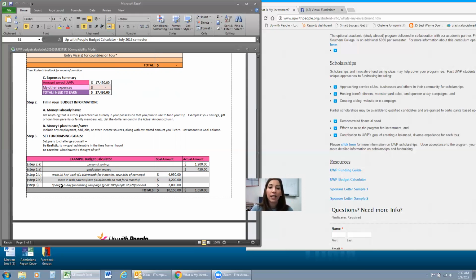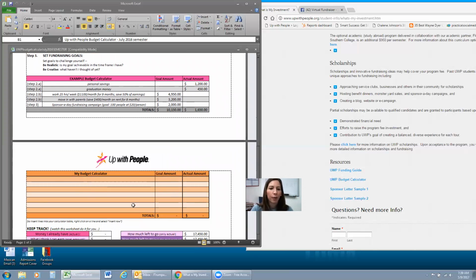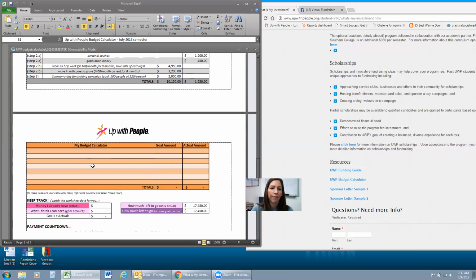Okay, step 3 is your fundraising. This is where you're going to put the amount that you want to fundraise. You'll put that in here. Tomorrow we're going to talk more specifically about the opportunities for fundraising, and we'll go over some of the things that have worked for past participants. I want to hear from you guys what you are looking into doing, so we'll explore some of that tomorrow. Okay, so this is your budget calculator. You're going to go ahead and fill that out.